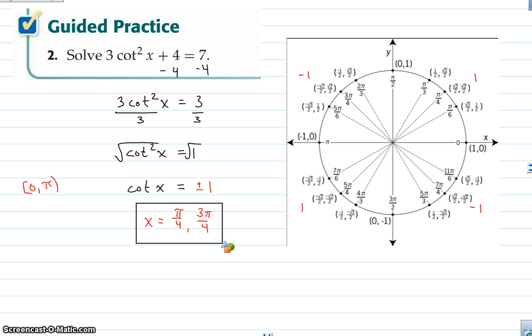Okay, hopefully you enjoyed that little quick lesson. We're going to continue learning about how to solve more difficult trigonometric equations in our next session.